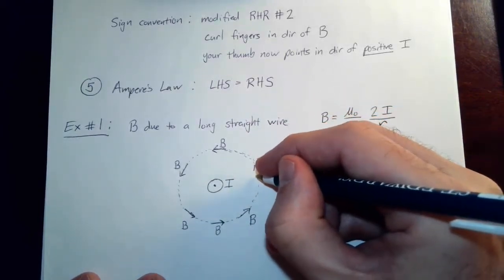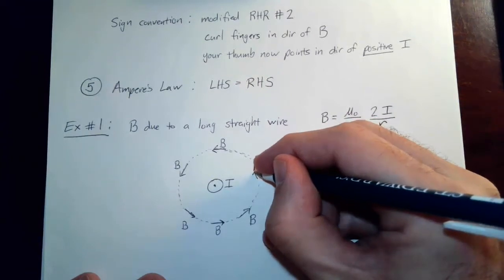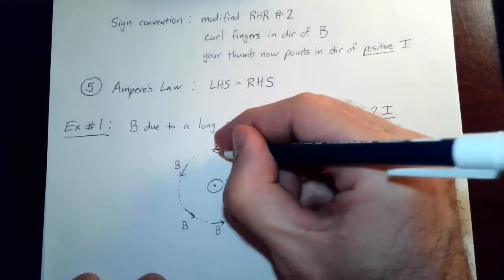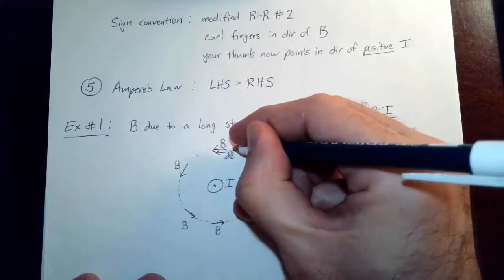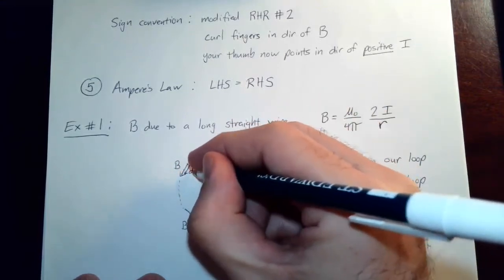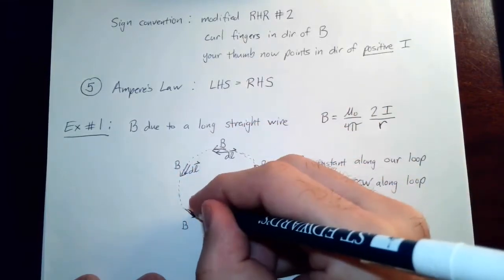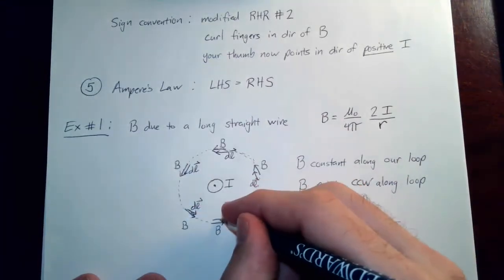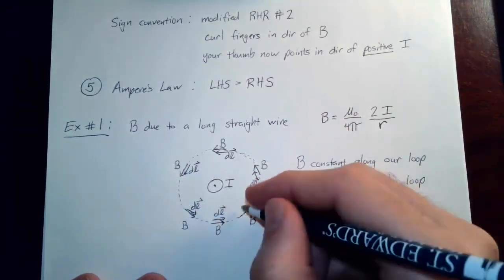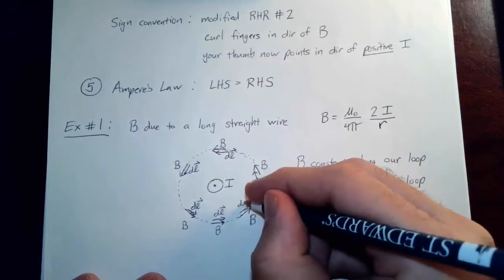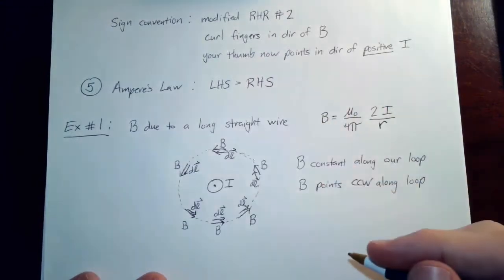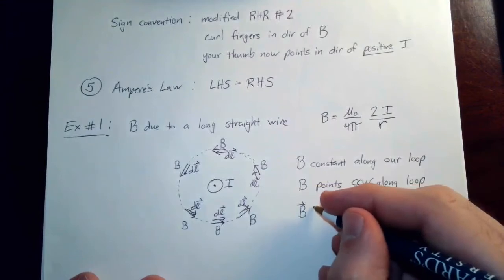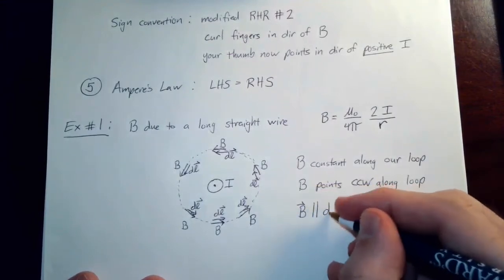I'll draw it next to this. DL is also always going to be pointing counterclockwise around this loop. DL and B are always going to be in the same direction. They're both traversing the loop in a counterclockwise direction. B goes around counterclockwise, and we are quote unquote walking around the loop counterclockwise. And so from this, we can see that B is parallel to DL.